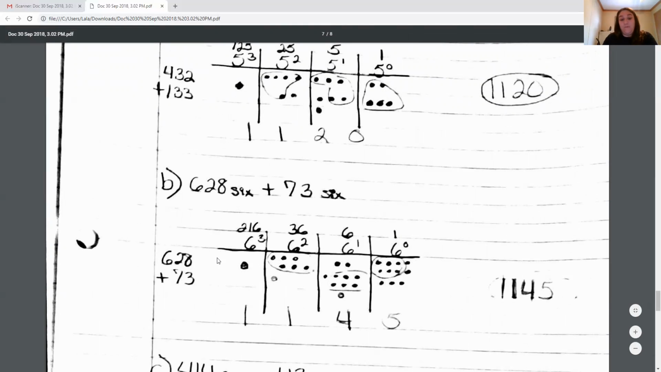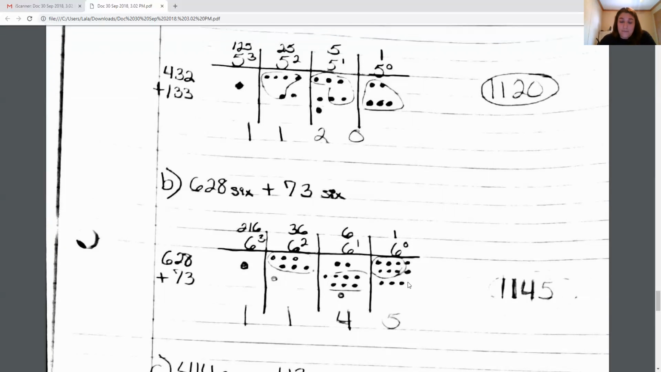And we'll do the same thing with 73. Now 73, there's only 2 digits, so they're going to go in the last 2 spots. So we'll put 7 dots in here, and 3 dots over here. Now instead of circling groups of 5 dots like we did before, we're going to circle groups of 6 dots. So here's one group of 6 dots. We'll circle it, and we'll bring our dot over here. And that leaves us with 5 dots, which we put down here.